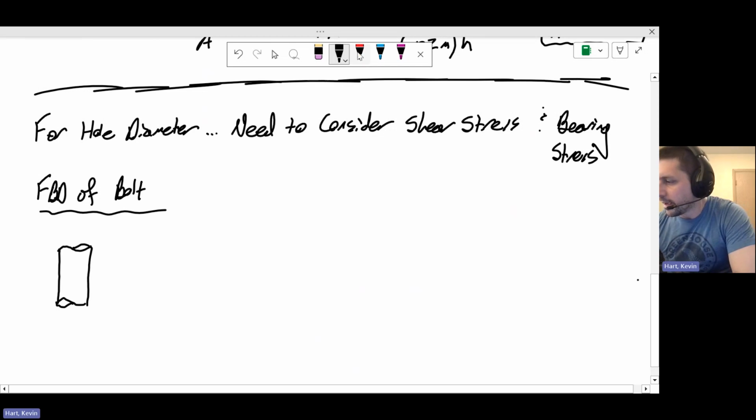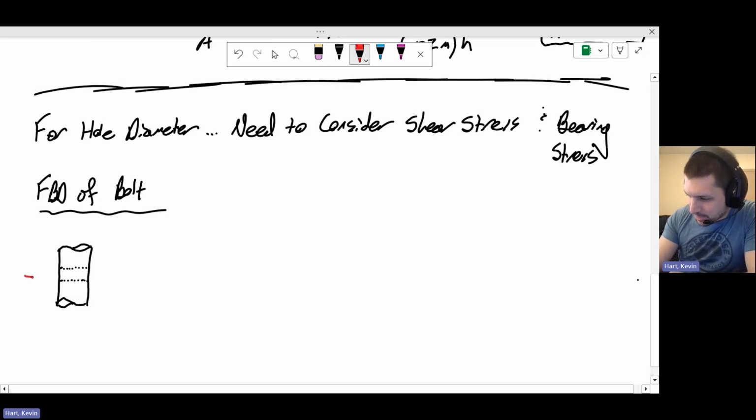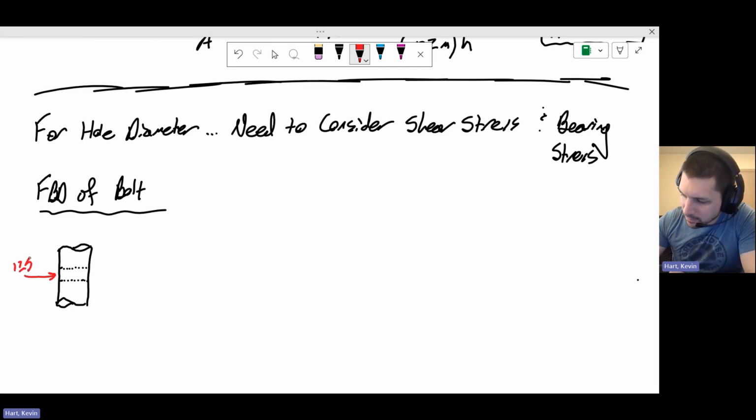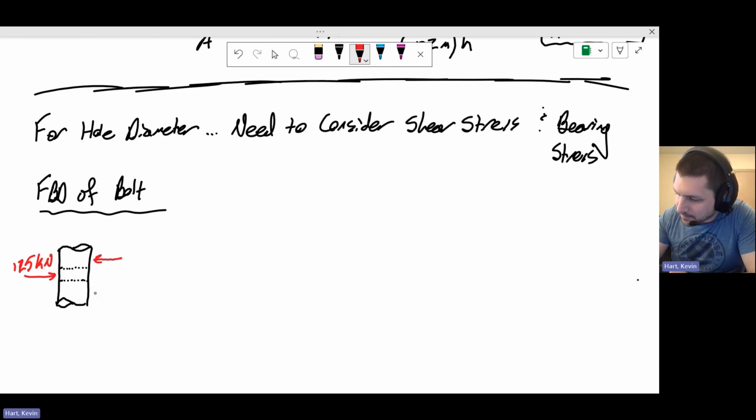I'm going to put some marks in here to show where the tie rod would interact with this and where the flange would interact with this. So I know that the tie rod is pushing on the left-hand side of that bolt with 125 kilonewtons. And the two flanges that support this tie rod on either side will resist the pin from moving in that direction.